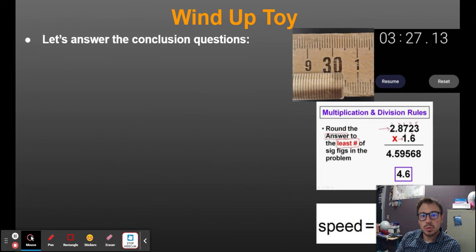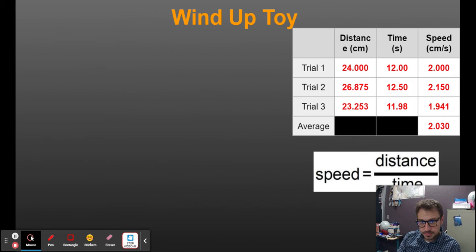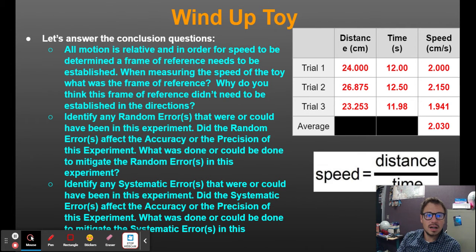So we did that wind up toy lab in which you were asked to calculate how fast the wind up toys were going on the table. Now the first part was just finding the resolution and uncertainty digit in the measuring instruments, and also looking at the rules for significant figures when multiplying and dividing. Now, notice that you should record everything that you can. So if you look at the distances and the times that were covered, you always record the resolution and that uncertainty digit.